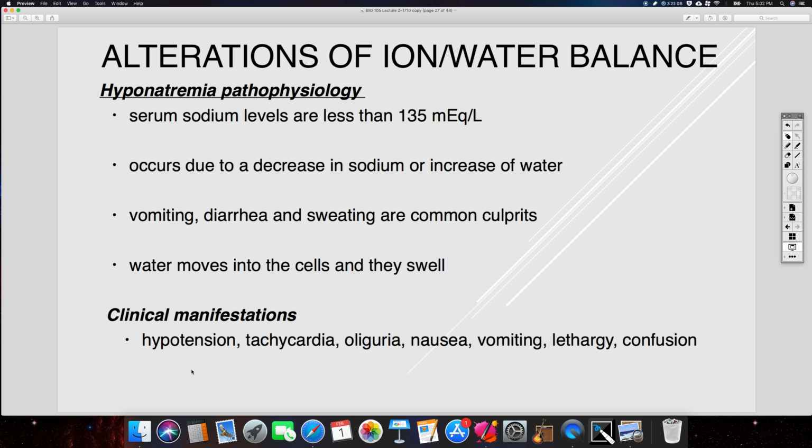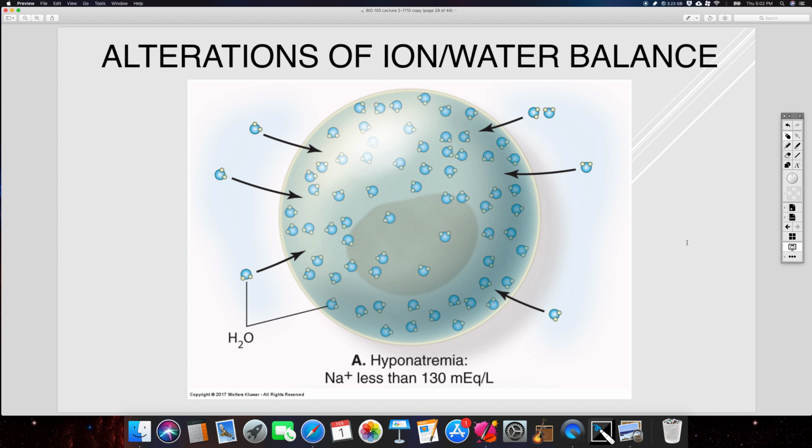So clinical manifestations, some important ones here: hypotension because of the loss of blood volume, tachycardia, oliguria. Those are pretty important clinical manifestations, but you definitely will see nausea, vomiting, lethargy, confusion as it worsens. So again, this is showing hyponatremia, which is a hypotonic alteration. You have less sodium out here, so water is going to move into the cell, and the cells will swell.